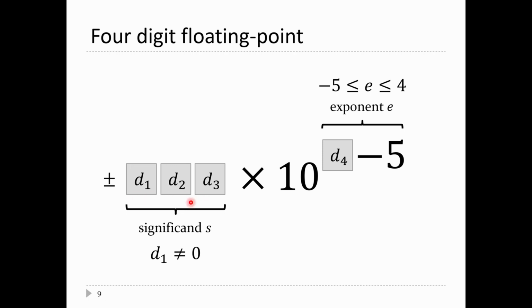The 3-digit integer is called the significand, or just S. We have the restriction that the first digit of the significand is never 0. So the smallest value of S that you can have is 100.